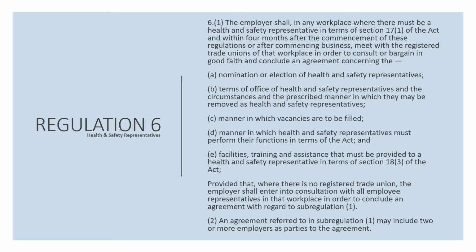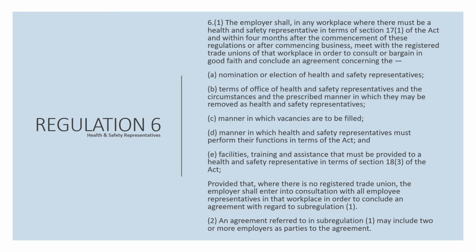B. Terms of office of health and safety representatives, and the circumstances and the prescribed manner in which they may be removed as health and safety representatives, C. Manner in which vacancies are to be filled, D. Manner in which health and safety representatives must perform their functions in terms of the Act, and E. Facilities, training, and assistance that must be provided to the health and safety representative in terms of Section 18.3 of the Act. Provided that where there is no registered trade union, the employer shall enter into consultation with all employee representatives in that workplace in order to conclude an agreement with regard to Subregulation 1.